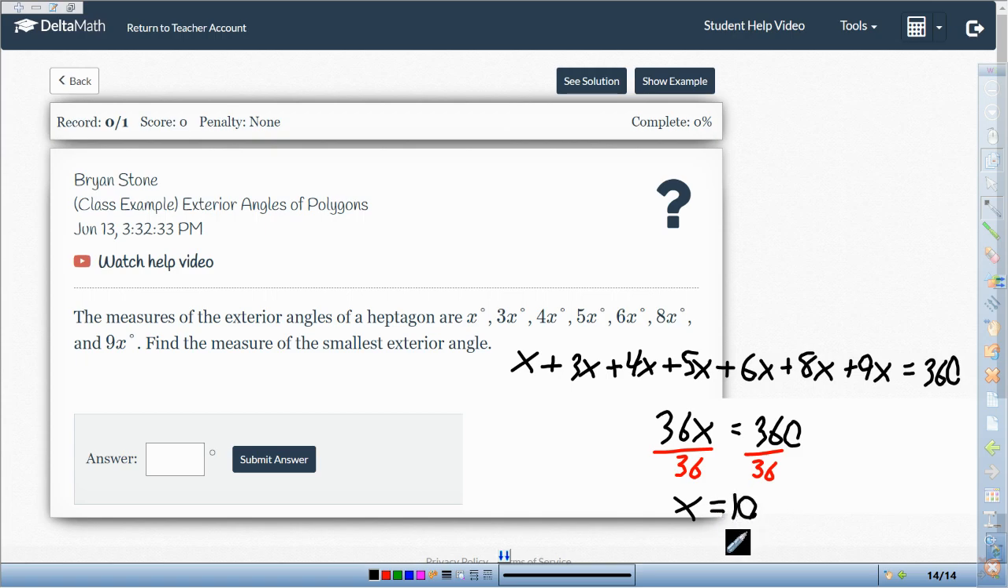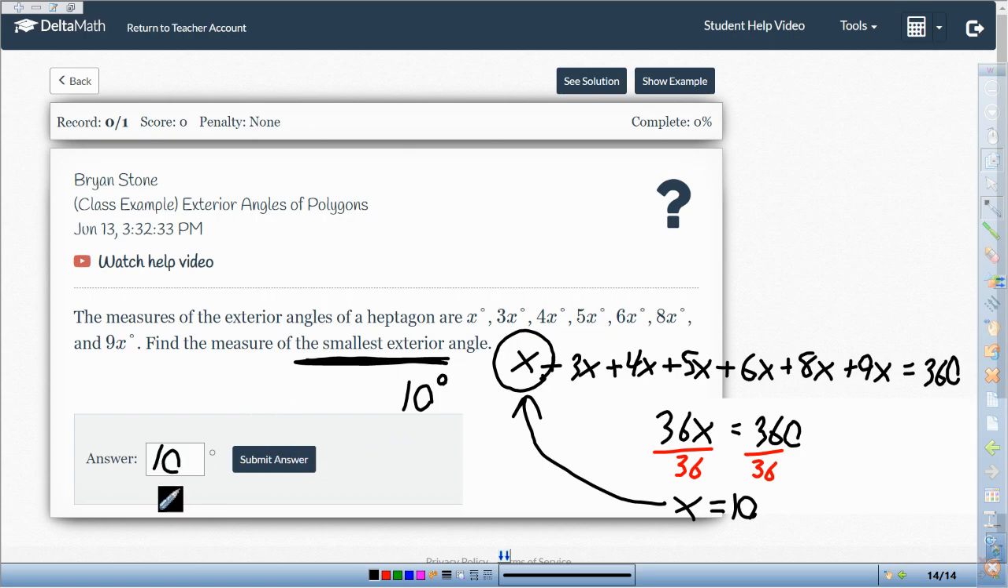Be careful. Some of these problems will ask you to just find x. If that was the case on this, we'd be done. This problem doesn't want just x. It wants us to find the measure of the smallest exterior angle. That means plugging it back into our smallest angle. It just so happens that our smallest angle is x. So when we plug this back in, the measure of the smallest angle is going to be 10 degrees. It was easy math when we plugged back in, but it might not always be as simple as just plugging it into an x. But yeah, there it is. You can go ahead and just put 10.